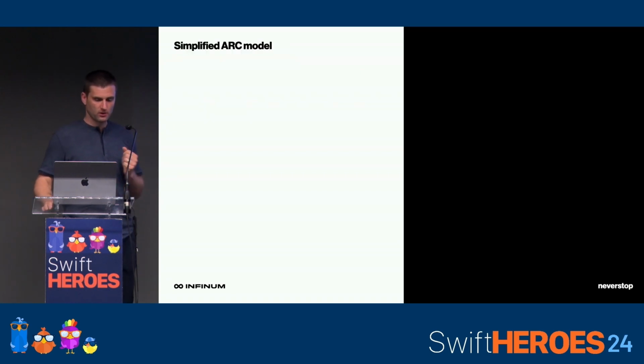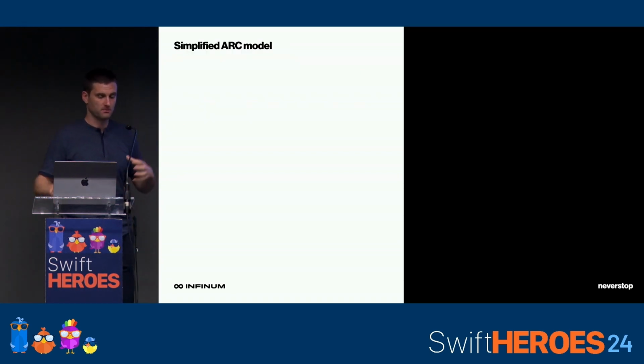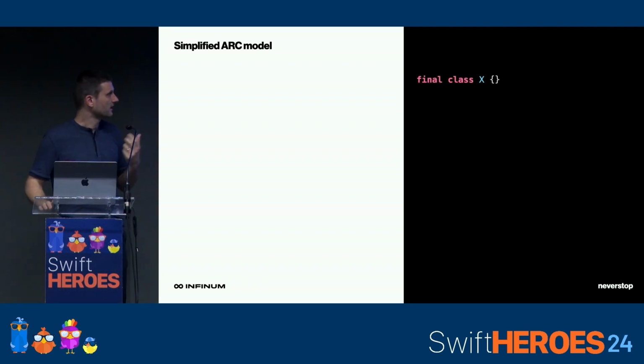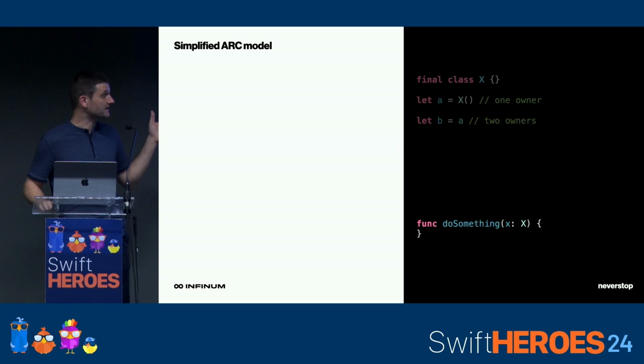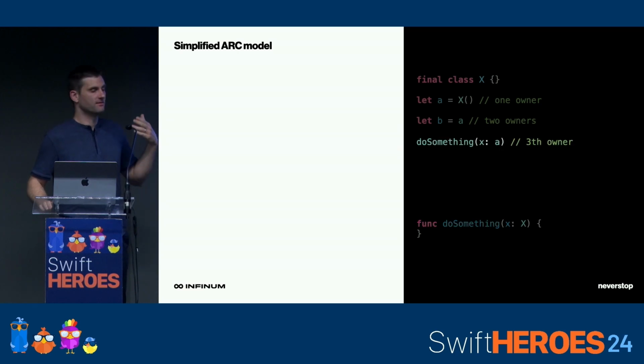Now, we can look at this simplified mental model of ARC to understand this. So let's say that we have this class X, and once we instantiate it, we have one owner. If we assign this A to this variable B, we now have two owners. If we have a function that accepts X as a parameter, and we call this function, we now have a third owner.